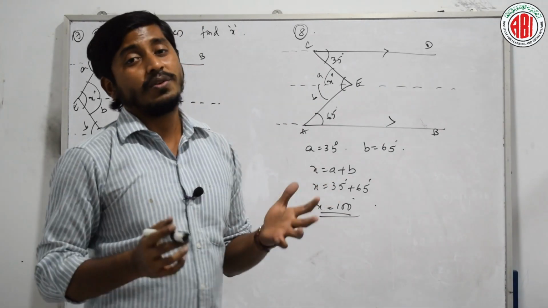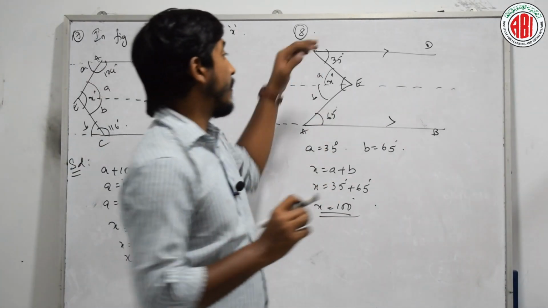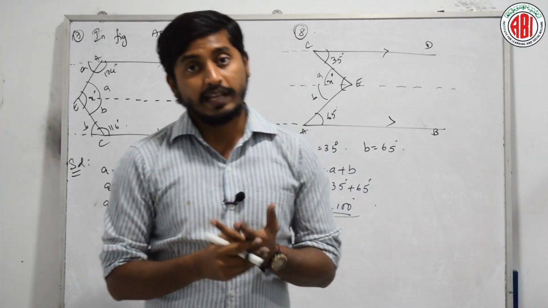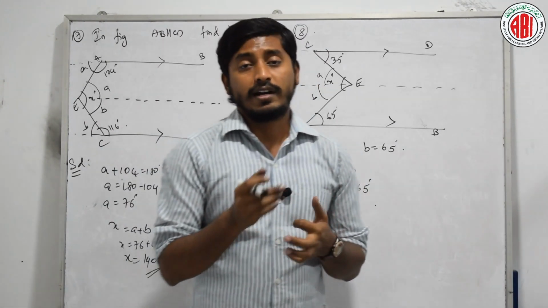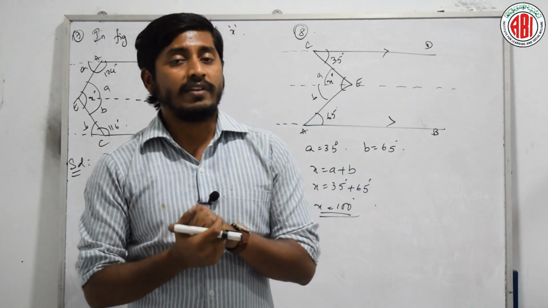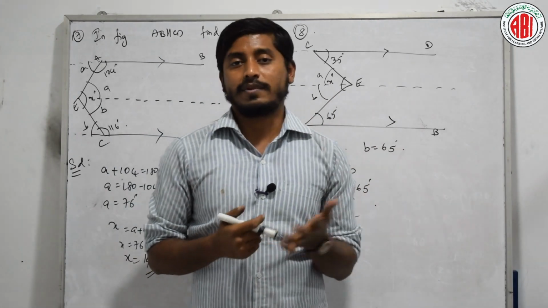What are the different rules we used here? The only basic parallel lines rules. What are those? Vertically opposite angles, corresponding angles, alternating interior angles, alternating exterior angles. Clear? Based on this, we did most of the problems in this chapter today.